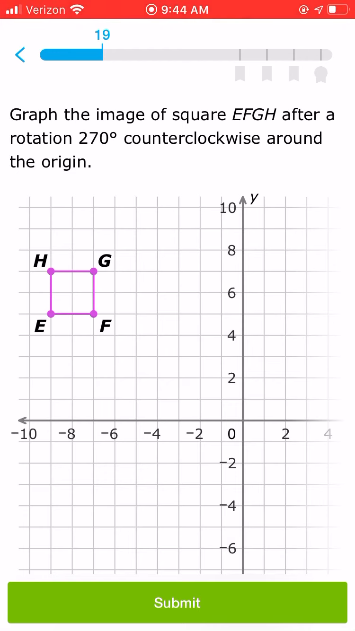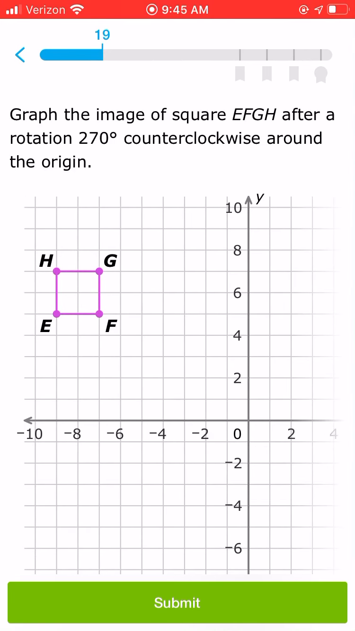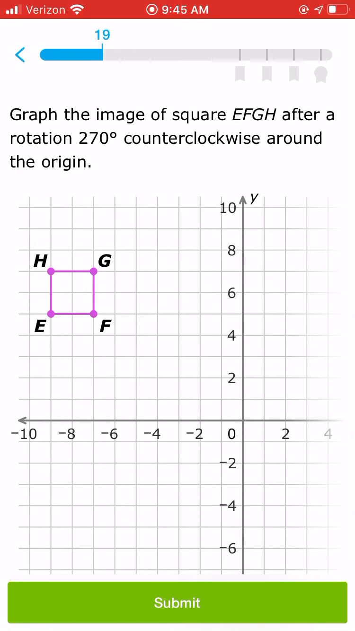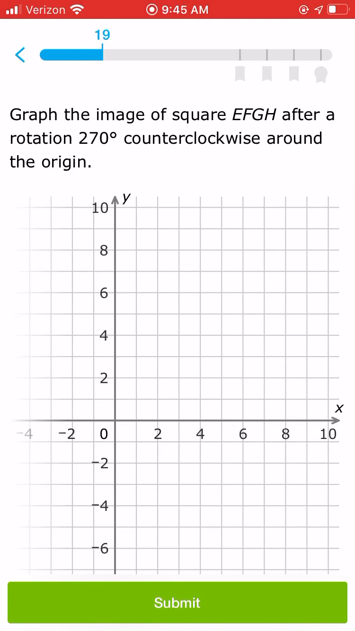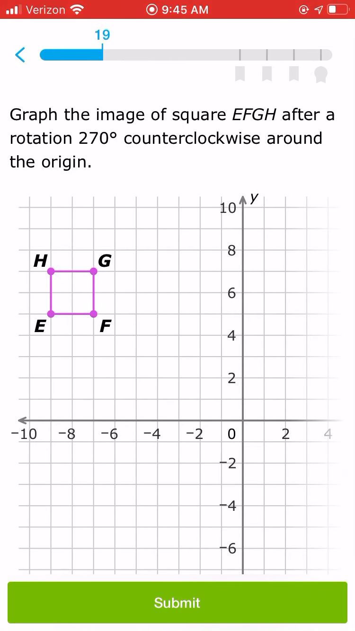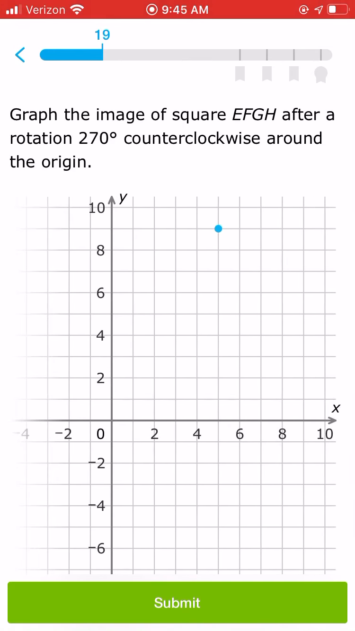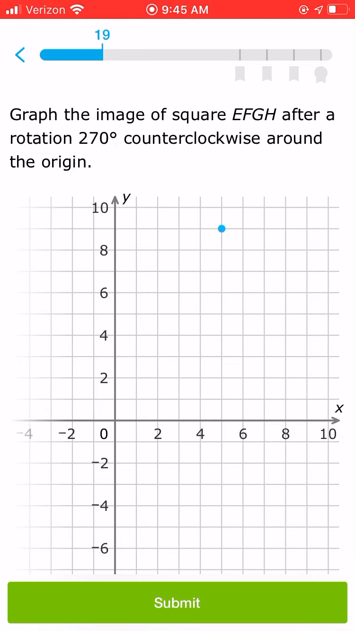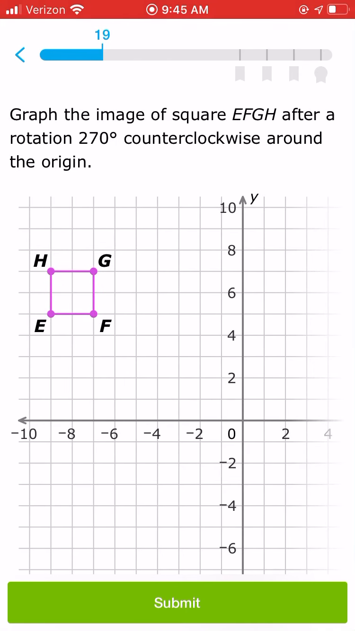Okay, this one's 270, so it's counterclockwise, so 1, 2, 3, it lands in the first quadrant. So we're gonna flip those. So what do we have? We have 9, 5, so it's gonna be 5, 9. And 9, 7, so it's going to be 7, 9.